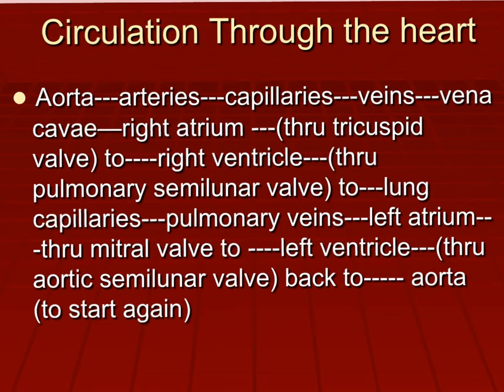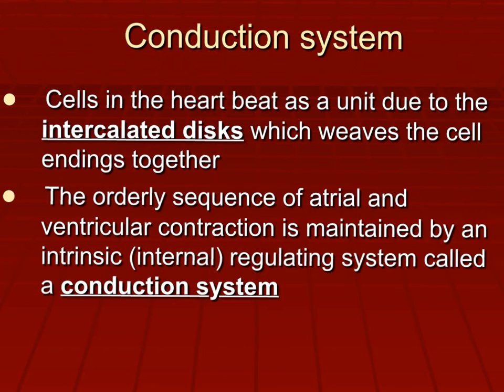From the right atrium, it goes through the tricuspid valve to the right ventricle, and then through the pulmonary semilunar valve, leaving the heart and going to the lungs, then back to the capillaries, and then to the pulmonary veins. Now it's going to re-enter the heart. It enters the left atrium, goes through the mitral valve to the left ventricle, then through the aortic semilunar valve back to the aorta. Starts again.